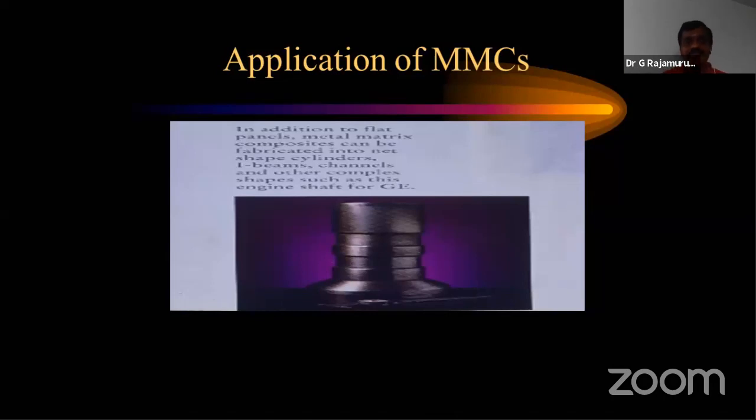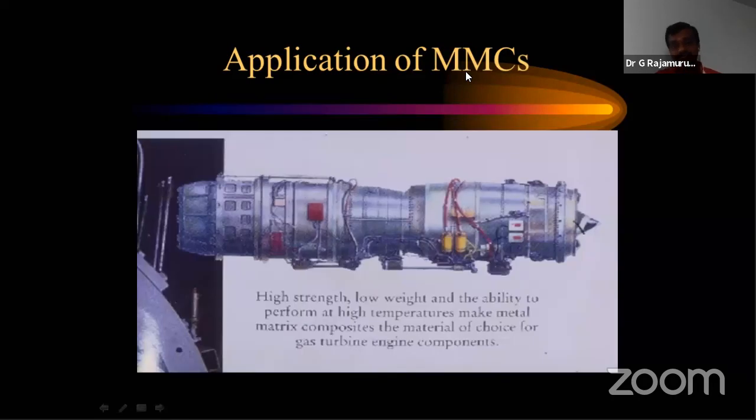In recent years, titanium matrix composites are used in the biomedical field to join bones, joining two bones inside the human body. So nowadays they are using this titanium metal matrix in the biomedical field, right? And this is an engine, okay, high strength, low weight. Okay, so the entire structure is made up of metal matrix composites.